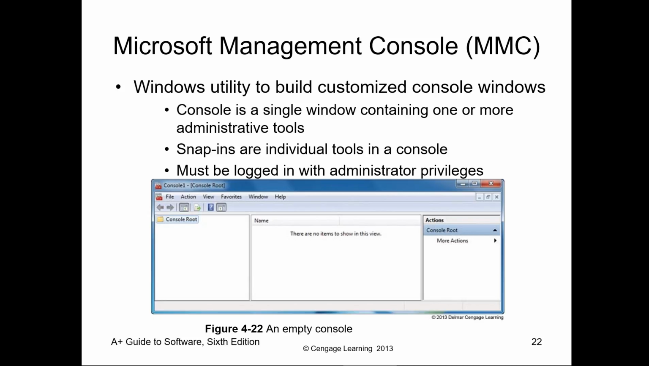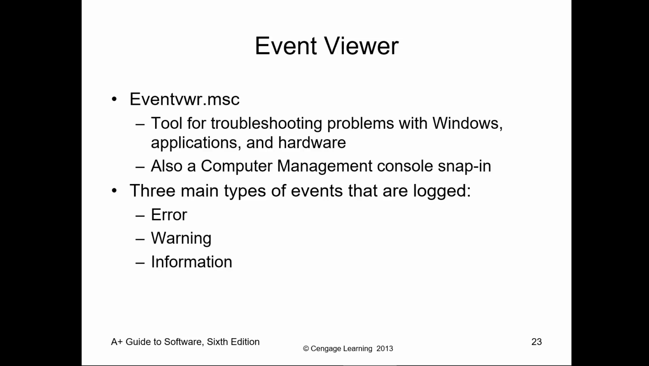Event Viewer is one of the big ones. Event Viewer allows us to view events. We use this tool for troubleshooting problems with Windows. There are three main types of events: errors, which are red, warnings, which are yellow, and informational, which is just no color at all.